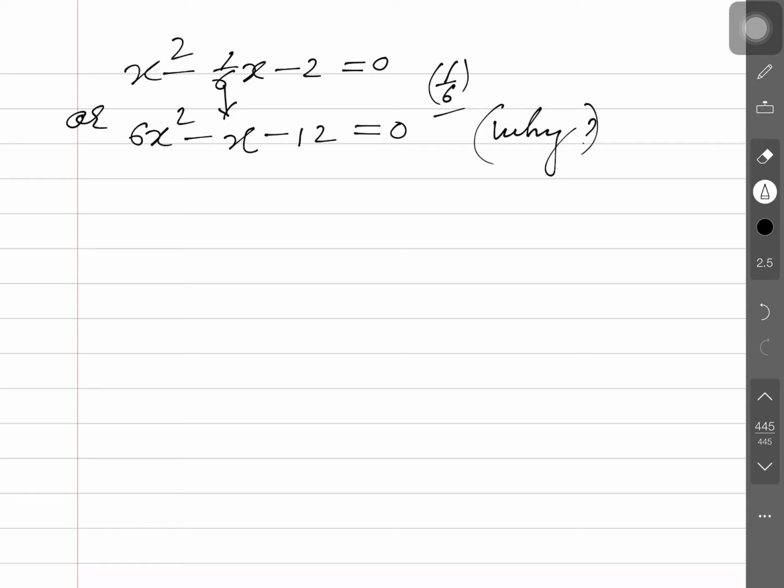Now, what is the method of solving this question here? Which method are we using, the formula method or the middle term splitting method? I will first suggest you use the middle term splitting method. Middle term, do you know? This is the middle term. What is the middle term? 1 is the middle term.